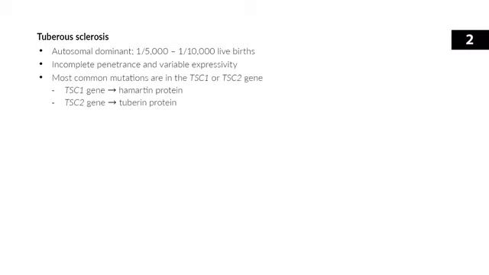The most common mutation you're going to see is in the TSC1 or TSC2 gene. So TSC for tuberous sclerosis is not too difficult to remember. Here we see a mutation in the hamartin or tuberin proteins. And the classic triad for tuberous sclerosis is seizures, intellectual disability, and angiofibromas.